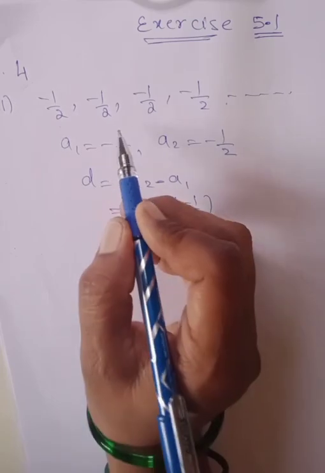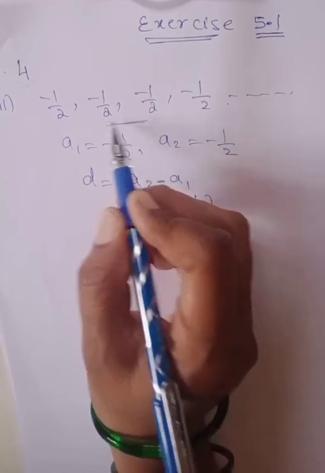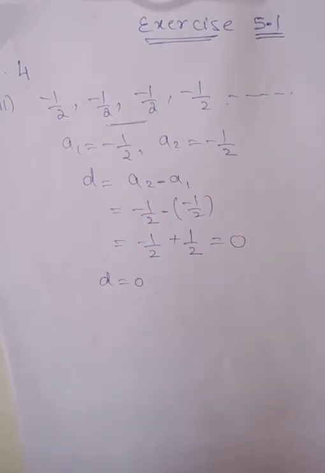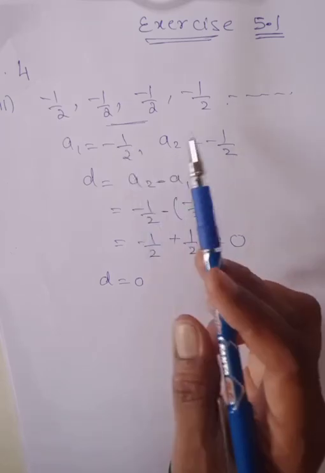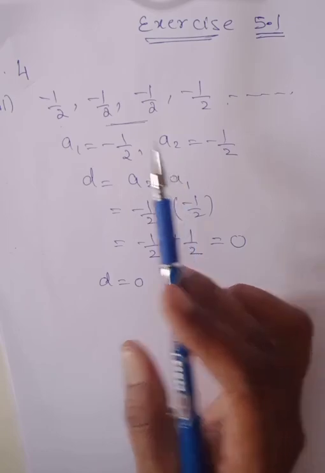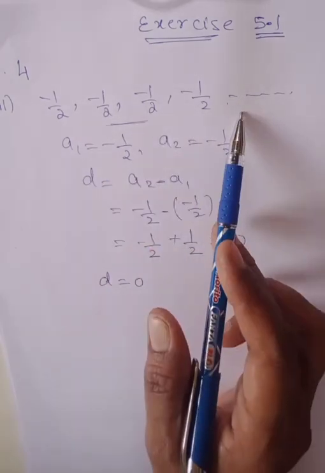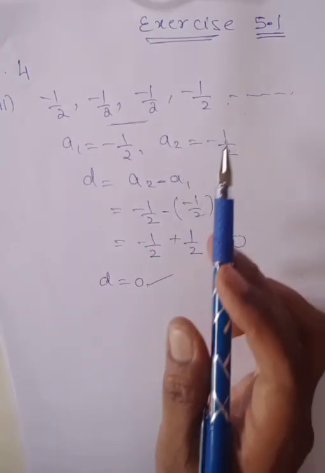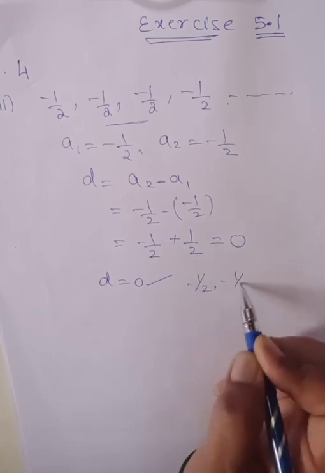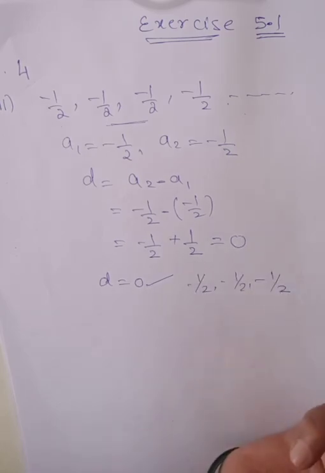In the same way, when you go with the difference between A3 and A2, you are going to get D as 0. Because of that, you are going to say the difference between the consecutive terms is 0. So it is an AP, and the difference is 0. And the next three terms, obviously, are also minus 1 by 2, minus 1 by 2 and minus 1 by 2.